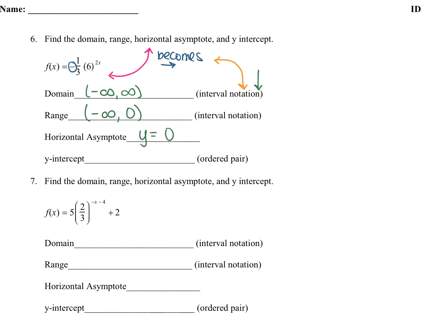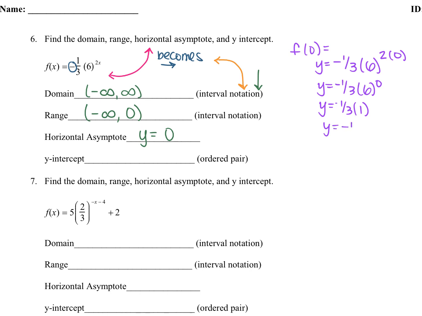Your y-intercept, you're going to plug in 0 for x, solve for y. You're going to do f of 0, so that's going to be y is equal to negative 1/3 times 6 to the power of 2 times 0. 2 times 0 is 0, so that's negative 1/3 times 6 to the power of 0. Anything to the power of 0 is 1, so that's negative 1/3 times 1, which is just negative 1/3. So that gives us the ordered pair (0, negative 1/3).